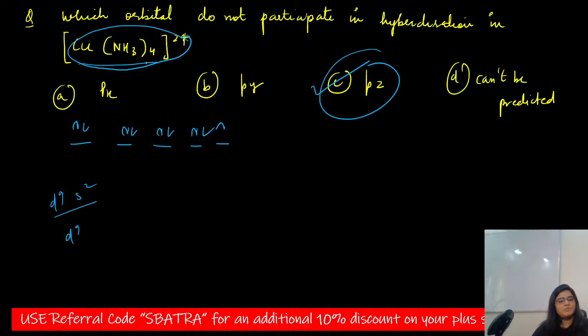In the +2 oxidation state, ammonia is a weak field ligand. So this is your sp3 hybridized compound, a tetrahedral one. In case of these compounds, you have py, pz, and this.